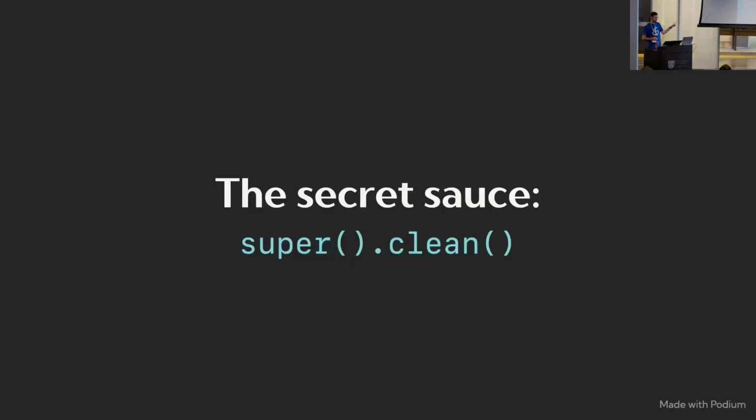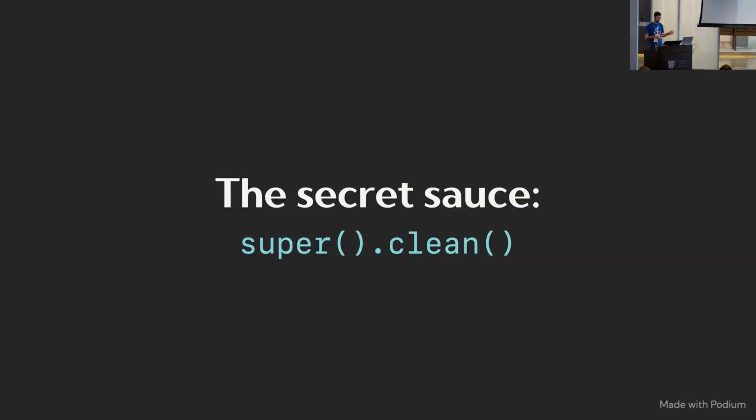The most important line on the previous slide is this one, super.clean. The Wagtail page model's clean method starts by calling super().clean, and the super function is a special function for subclasses that, when used in a method, returns a temporary object of the superclass or the parent class. This then allows you to call that superclass's methods.